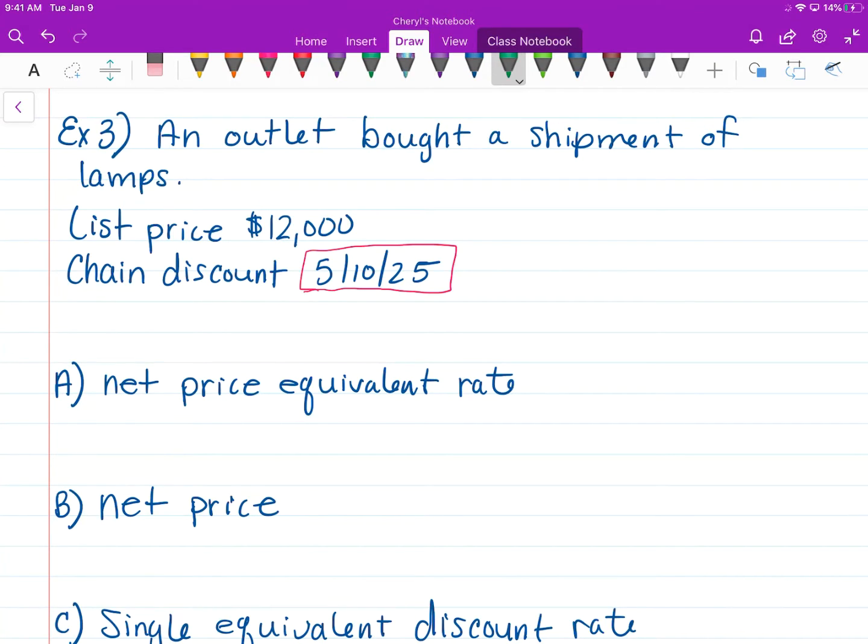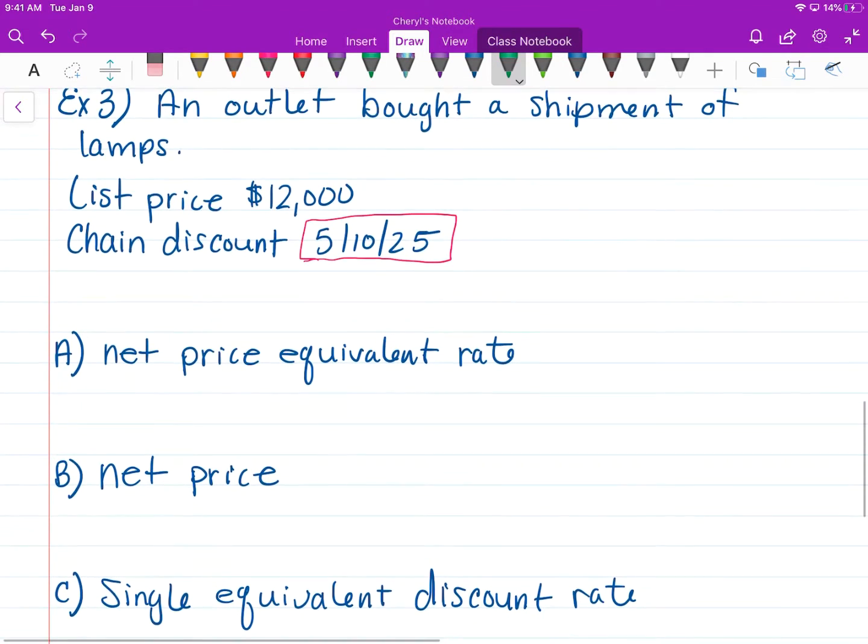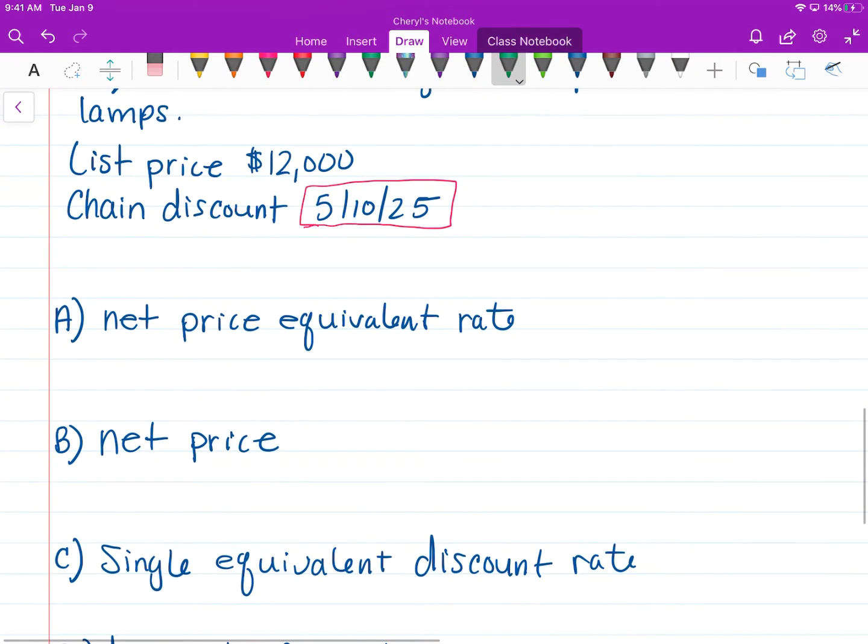Okay, so in this example, we have an outlet that bought a shipment of lamps. And for the whole shipment, the list price is stated to be $12,000. And there's a chain discount of 5%, 10%, and 25%. What we want to do, since there's a chain discount, we want to figure out what the rate is for all of those discounts together. Now, it's just not a matter of adding them up. I can't say, well, 5 plus 10 plus 25, that would be 40% off. I can't just add them up. It doesn't work like that.